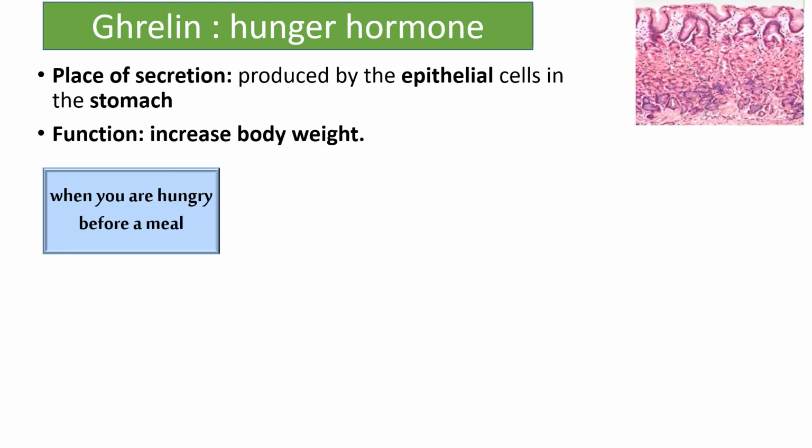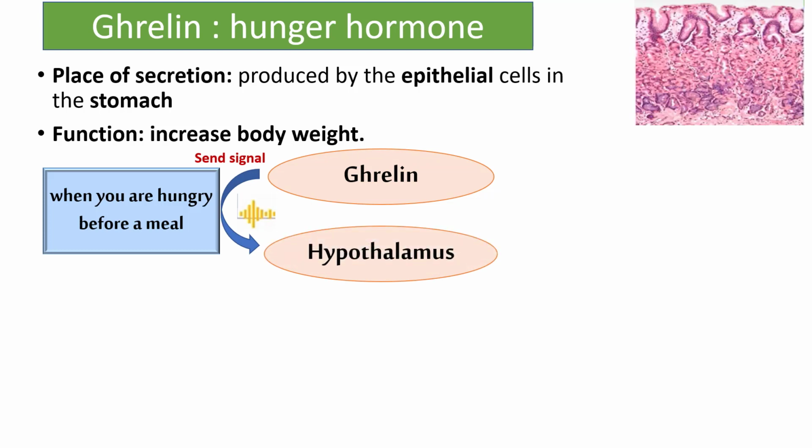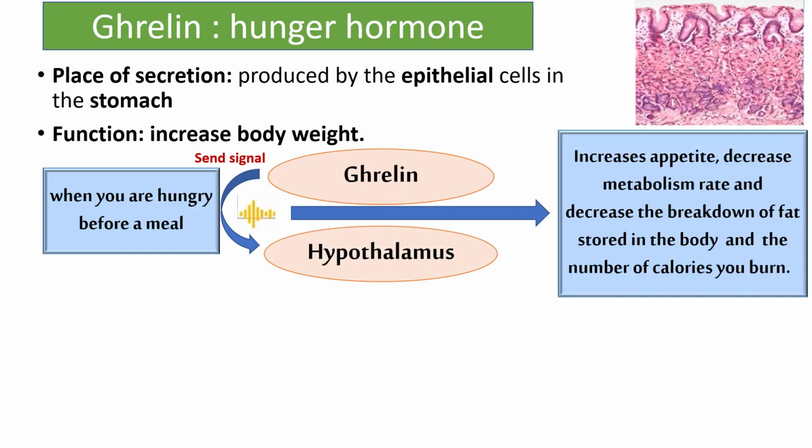When you are hungry before a meal, or if you are fasting and your stomach is empty, the empty stomach will start to secrete ghrelin, and this will send signal to the hypothalamus in the brain, signaling hunger. This will increase appetite, decrease metabolism rate, and decrease the breakdown of fat stored in the body and the number of calories you burn. So high level of ghrelin in the blood will increase appetite, make you eat more, and decrease the metabolism rate.